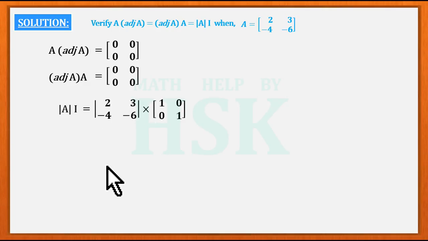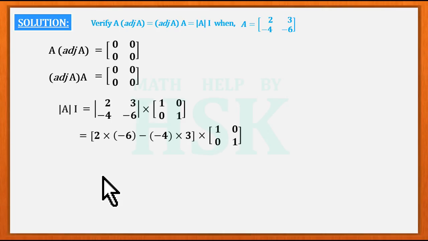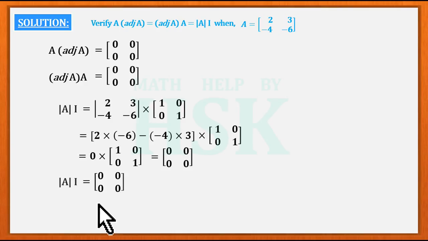So now we are going to solve this determinant and multiply with this matrix. So this will be equal to 2 into minus 6 minus 4 into 3. So this will be minus 12 plus 12, so this is going to become 0, and this multiplies the matrix, so this will be equal to 0 into the matrix 1 0 0 1. And you know, if a constant multiplies with a given matrix, it multiplies with each element of the matrix. So 0 into all these 4 elements would give us 0 at all these 4 places, and hence we can say that the determinant of A into identity matrix is equal to the null matrix.